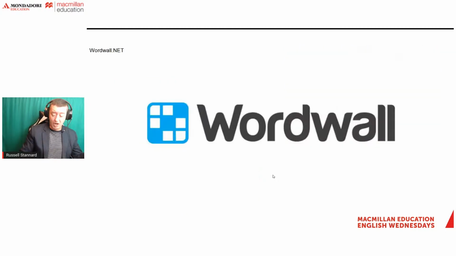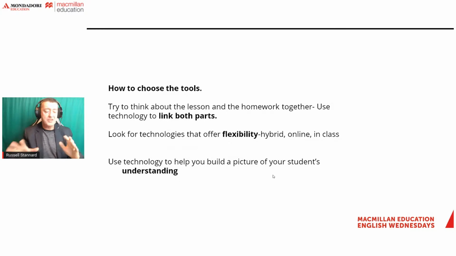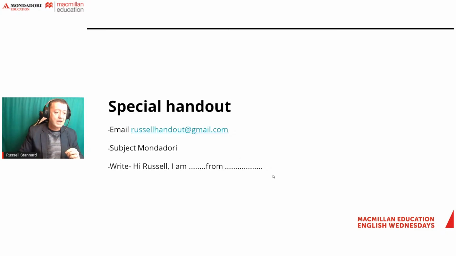Okay, so we've looked at WordWall and we've looked at quizzes, both great tools. And what I just want to say is, what I tried to do today was, when you choose these tools, think of technologies that you can use, as I said, in both contexts, so in the lesson or for homework. Try to use technologies that are flexible, so technologies that can be used for hybrid, online, in class, and these technologies I showed you today are ideal for that. Okay, and use also technologies that can help you to assess and check your students, particularly when you're teaching them online.